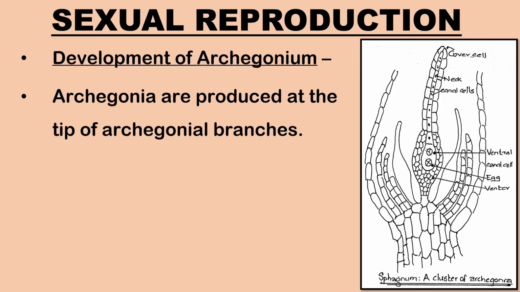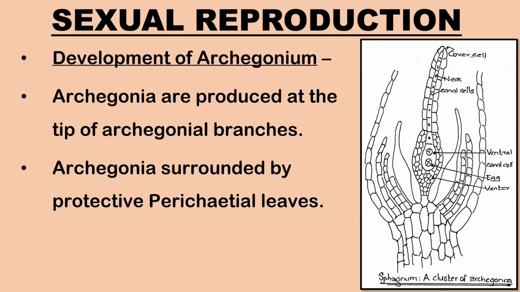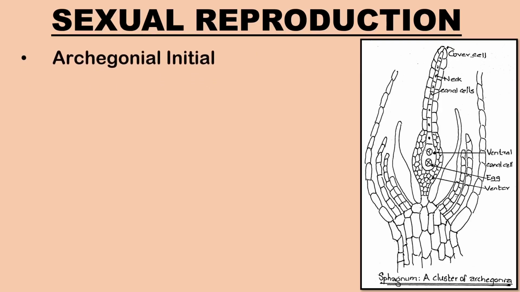Archegonia are produced at the tip of female archegonial branches. They are surrounded and protected by modified leaves called perichaetial leaves. Each archegonium is flask-shaped and consists of a swollen basal portion, the venter, and an upper long neck. The archegonium develops from a single superficial cell called the archegonial initial.